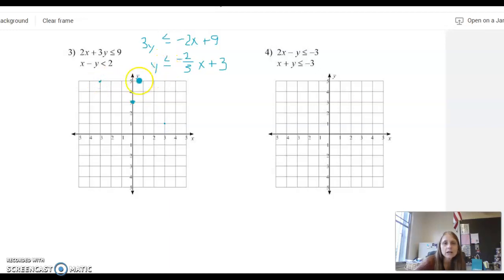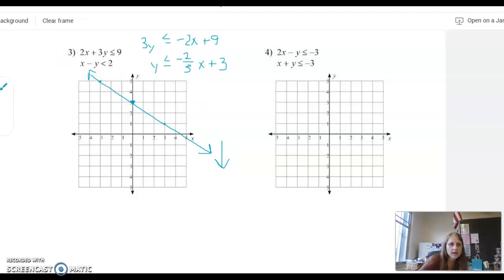This is less than or equal to, so I do want to include this line. So I would make it solid because it's also equal to. And then less than means that I want to be in the space underneath that line. So for right now, I'm just going to draw an arrow saying, hey, I want to be under that line.